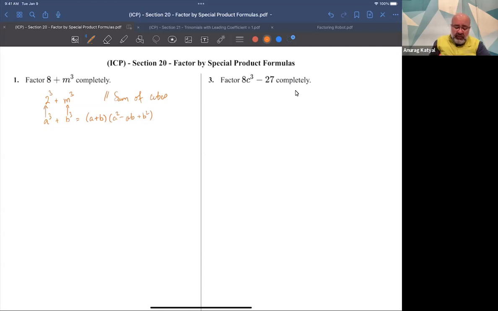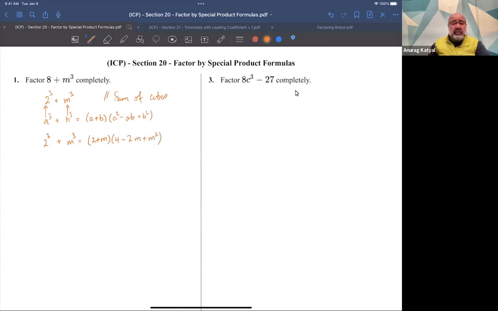So all we have to do is follow our recipe. 2 cubed plus m cubed will equal a plus b, 2 plus m. A squared, well, that means I have to square 2, so that will be 4. Minus, the reason why it's a minus is because that's what the formula tells me. A times b, so now I have to multiply these two. A times b is just 2m, 2 times m. Plus b squared, which means I have to square whatever's after the plus. So m squared.